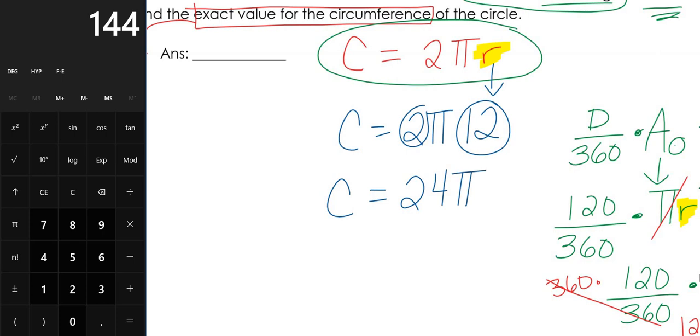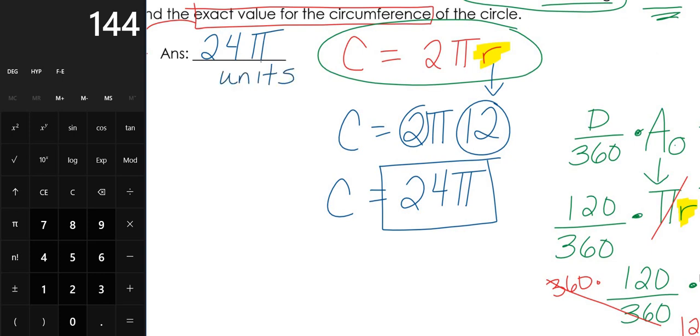Now, if I multiply that in, I'm not going to get an exact answer when I write it down. I'm going to have to round somehow. So this is my exact answer. It's 24 pi units. So 24 pi is exact. 24 pi units. I don't know if it's centimeters or inches or whatever it is. 24 pi units. Perfect. We're done with that question.